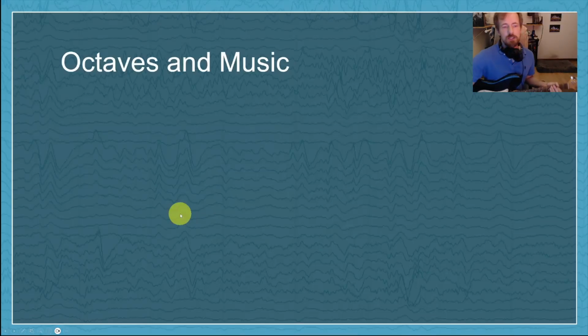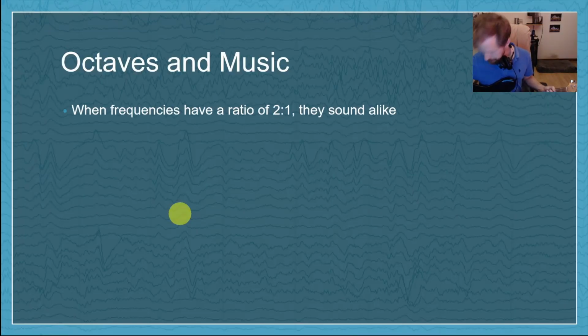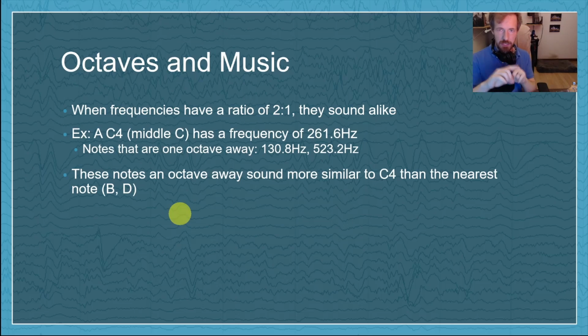All right, so let's talk a little bit about chords. Let's talk a little about octaves and how those work. Whenever frequencies have that ratio where they are either doubled or halved, they sound alike. A middle C has a frequency of 261 hertz, and if you were to move one octave up or one octave down, it's going to sound similar even though it is at a different pitch.